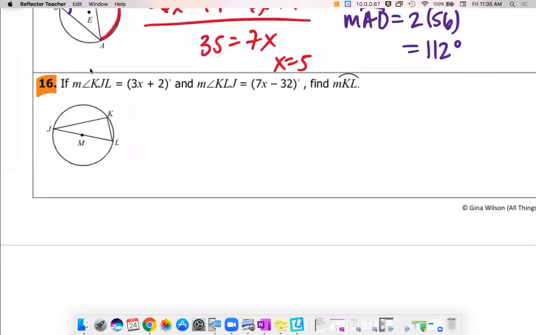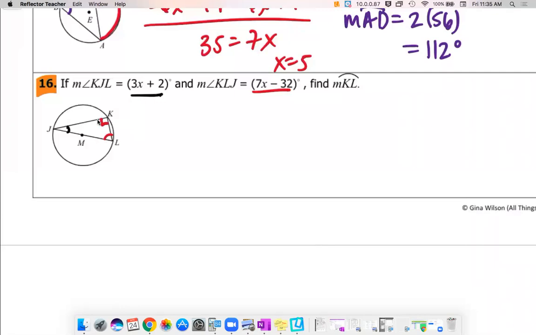Cool, last one, and then I'll make a short little video of doing the inscribed quadrilaterals for you guys. So last one here says measure of KJL. So that angle is this, and KLJ is this. Find the measure of KL. Okay, so first thing you guys should realize is this is a diameter. So this intercepted arc is 180. That means this angle is 90 degrees.